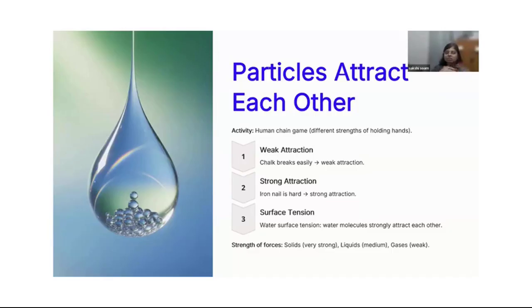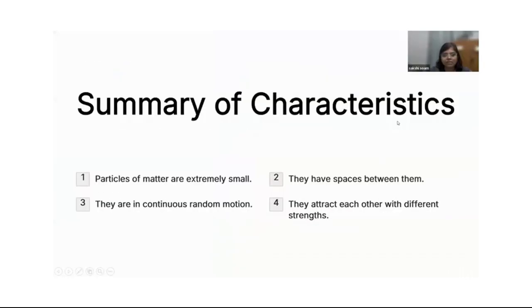Basically, the strength of forces is very high in solids than liquids, and in gases, obviously, because the particles are very far apart, the forces are weaker, right? So the next point is particles attract each other. Okay, let us do a summary of characteristics. Firstly, we studied that particles of matter are extremely small, right? They have spaces between them. They are continuously moving. Their motion is random, and they attract each other with different strengths, right?